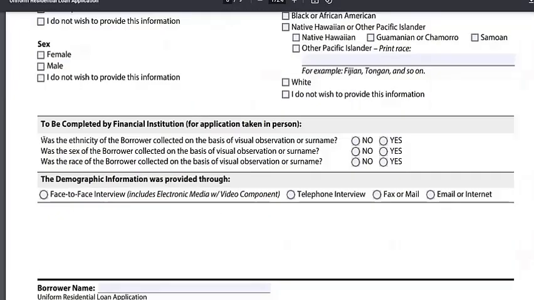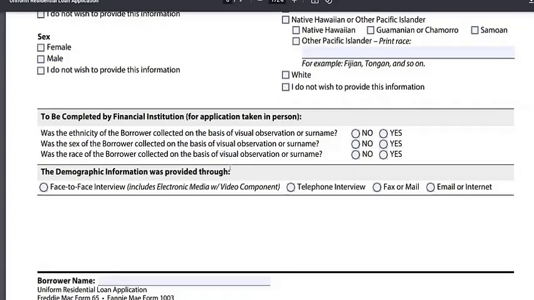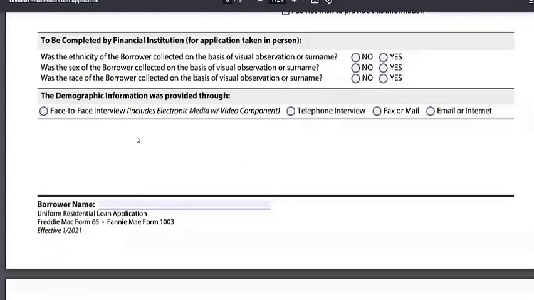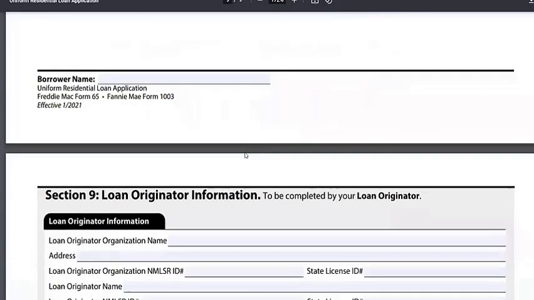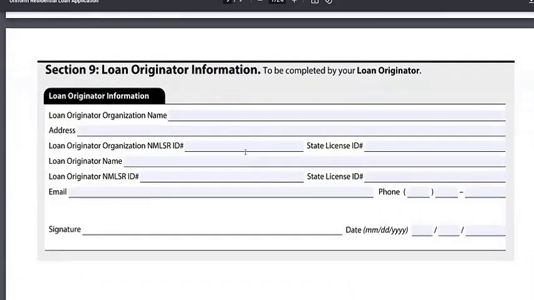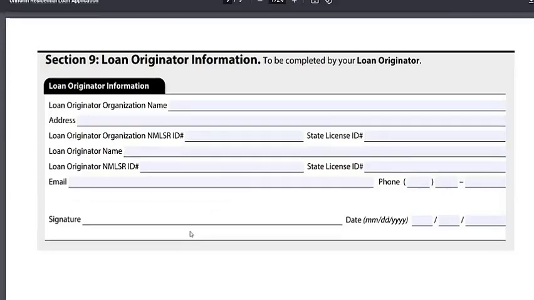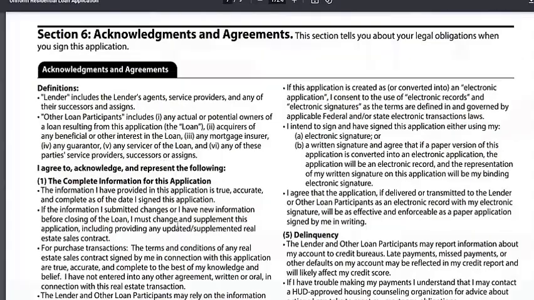And how the loan officer collected all this information is also part of this form. The demographic information was provided, how they provided, whether face to face, telephonic, or fax and mail. Then there is Section 9. So loan originator information to be completed: here the loan originator or loan officer or lender information is going to appear in this form, and that will also be signed and dated by the loan officer. And that's the end of the borrower information page.